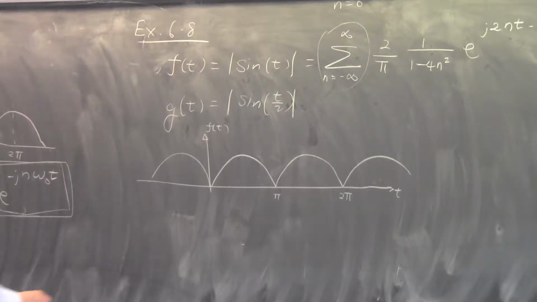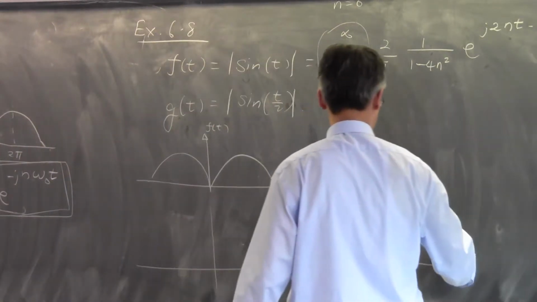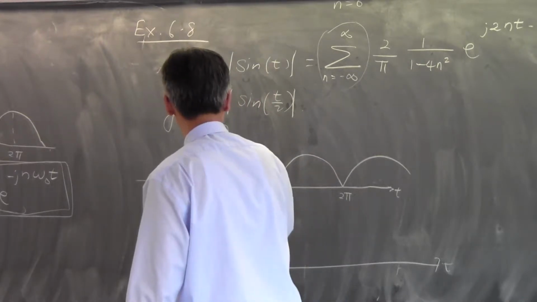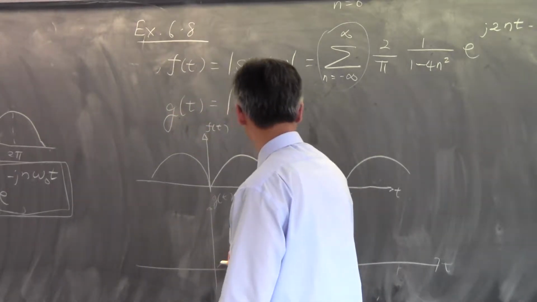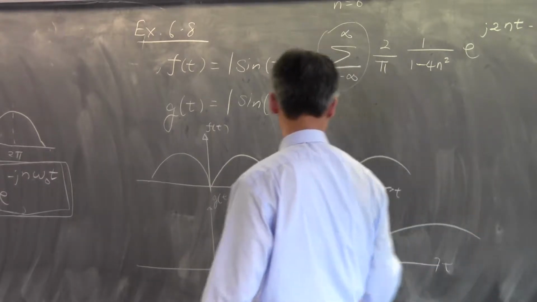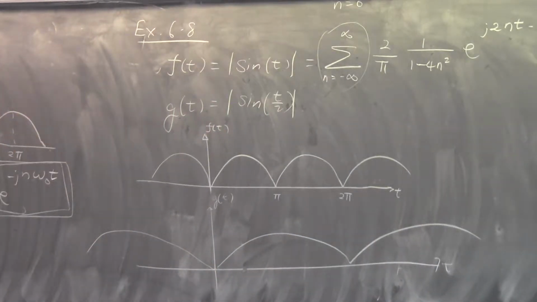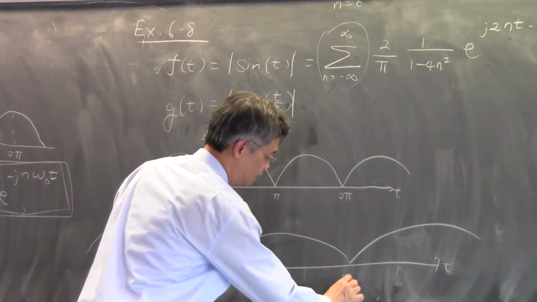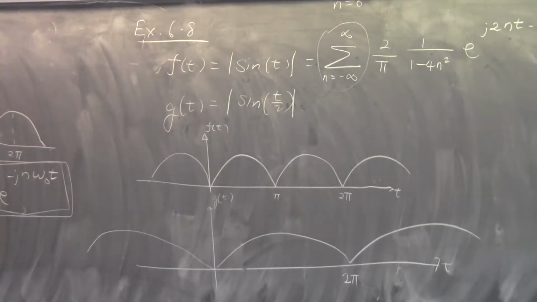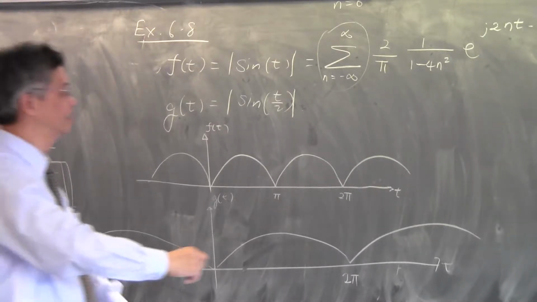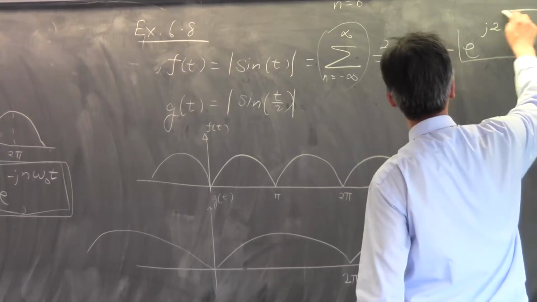If I were to plot g of t, it will look something like this. Great. And then it repeats itself only every 2 pi. Okay, the period is 2 pi. So the frequency actually gets lower. Okay, so you would expect that the fundamental frequency of this thing should also get lower.